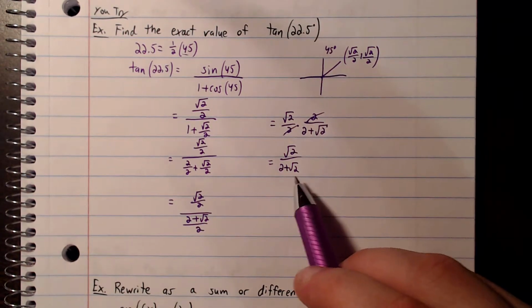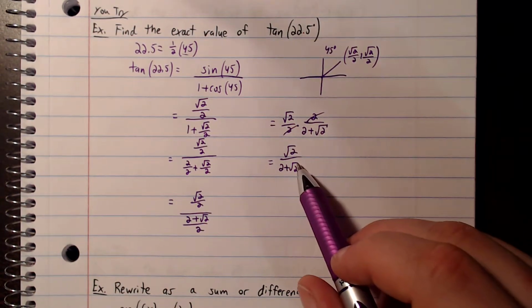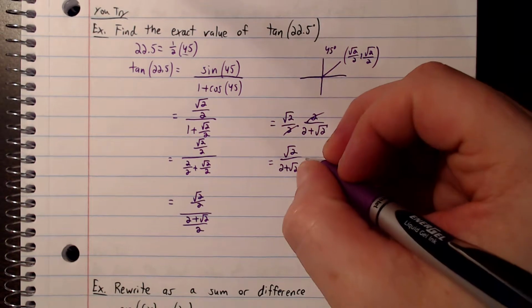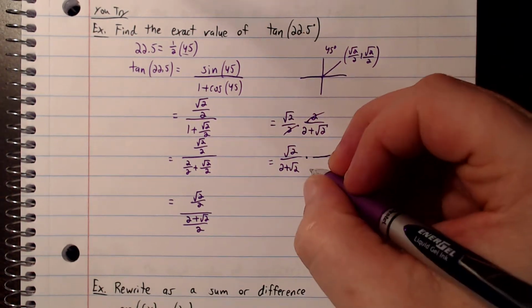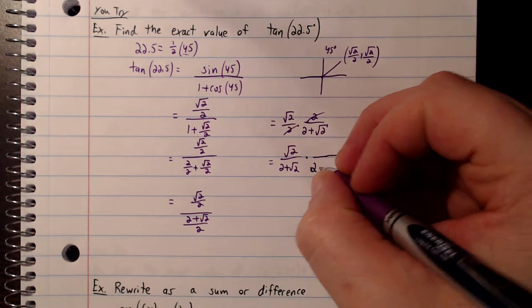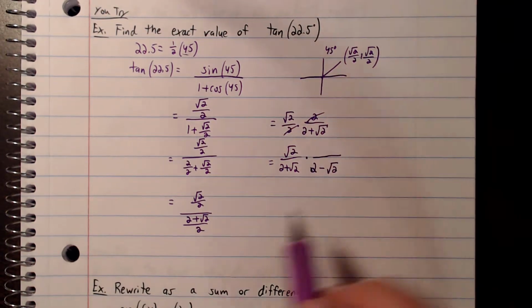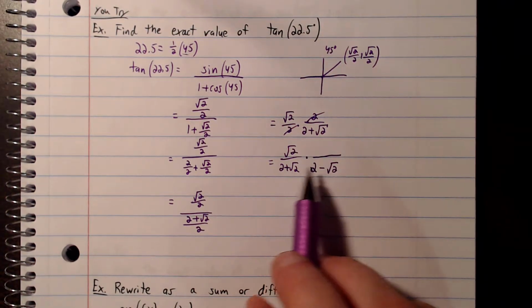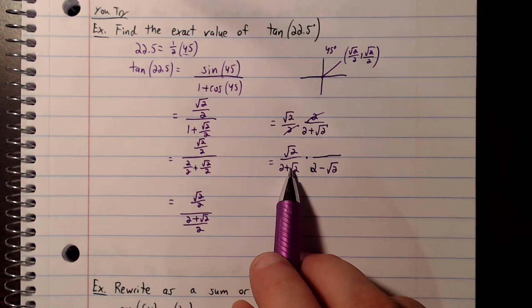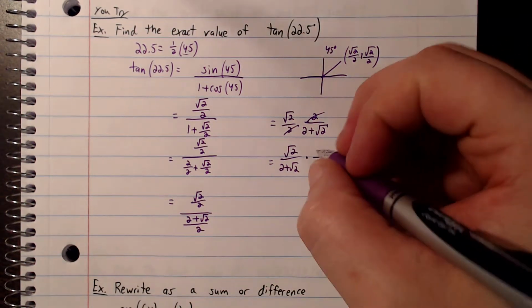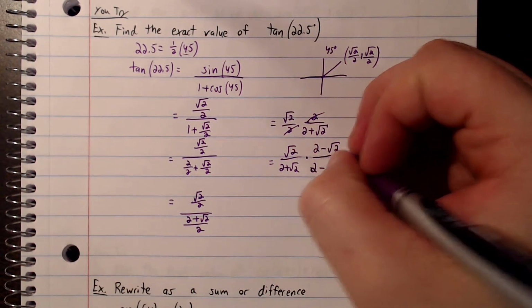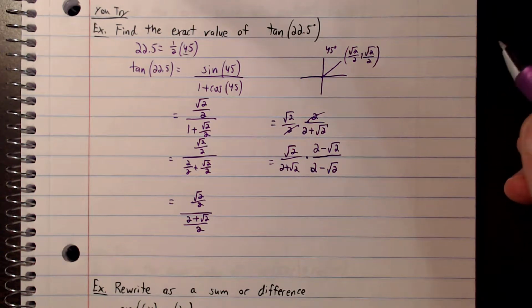Now you might have gotten here and thought you were done, but unfortunately we can't have a radical on bottom. And if you remember from last lesson, we have things called conjugates. So I'm going to use that. It's the same binomial, but we just want a different sign in between, and that's going to help eliminate these squared roots that we have. And I'll show you why in a second.